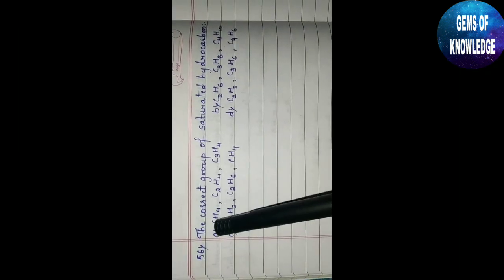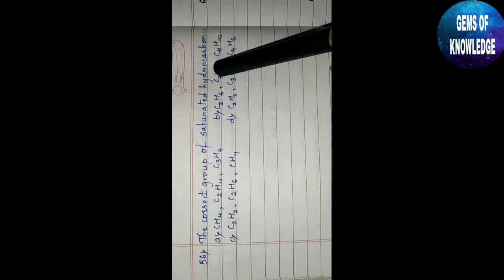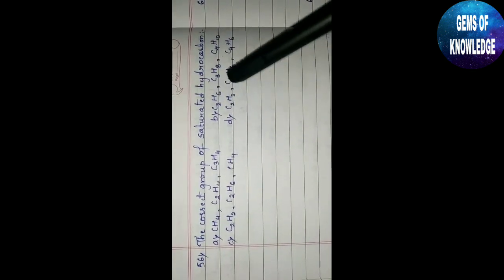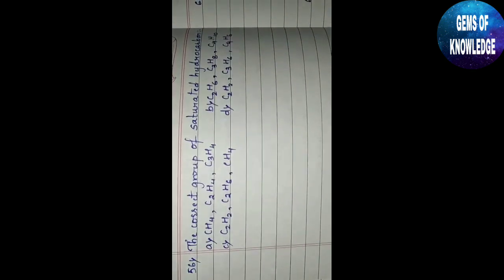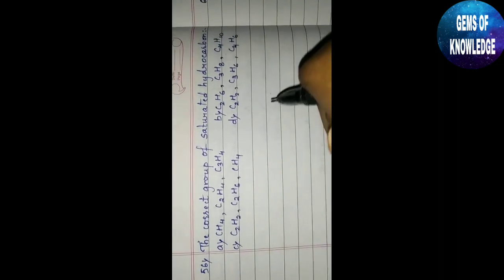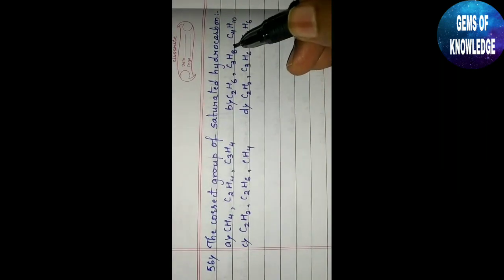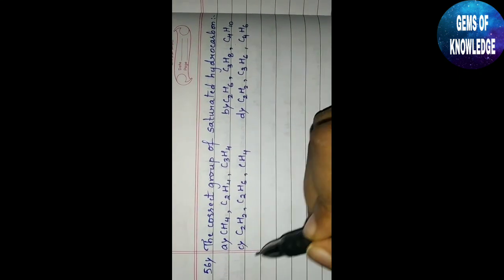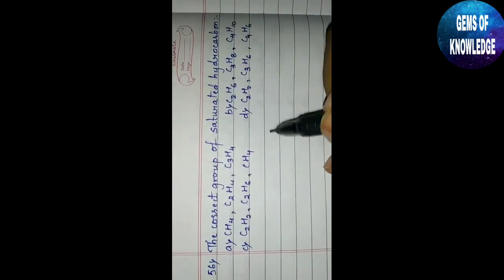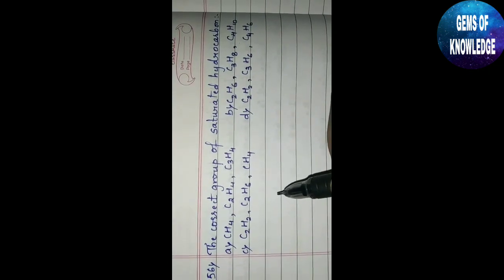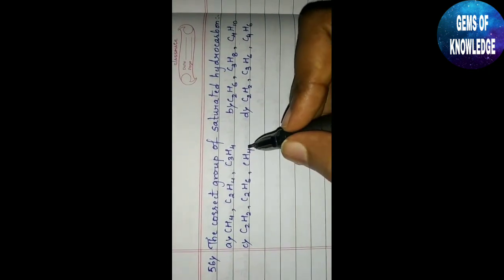So here the question is asked: the correct group of saturated hydrocarbons. I have already told you the definition of a saturated hydrocarbon. A hydrocarbon which contains only single bonds is nothing but a saturated hydrocarbon. So we have to draw the structural formula of each and check which group contains saturated hydrocarbons.